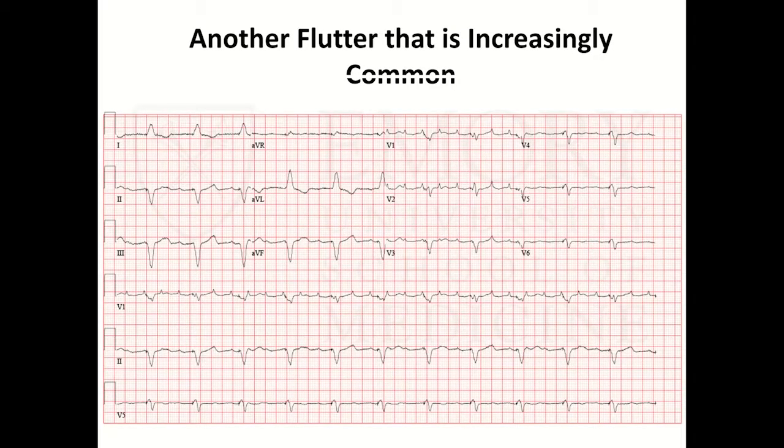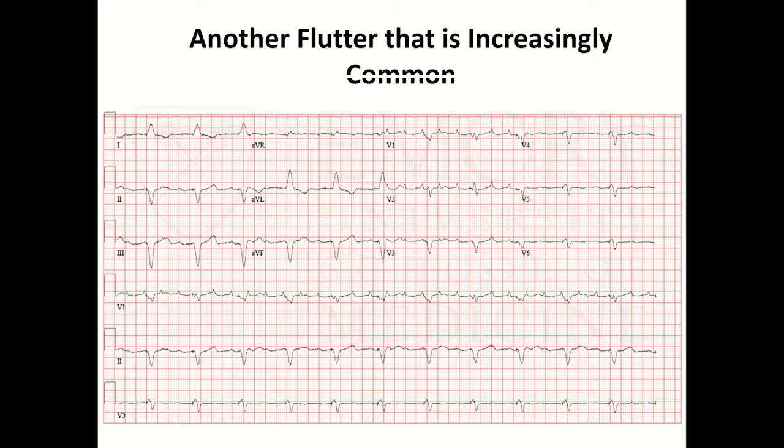Here's another flutter that's more common. So this patient is paced, so he has complete AV block, but you can see flutter waves here. What distinguishes ATAC and atrial flutter? It's purely a rate thing. And I don't care. You can call it ATAC. This is technically ATAC because the atrial rate is 170 beats a minute.